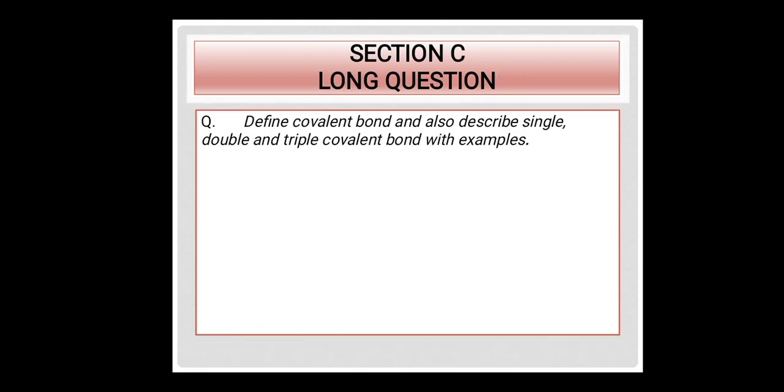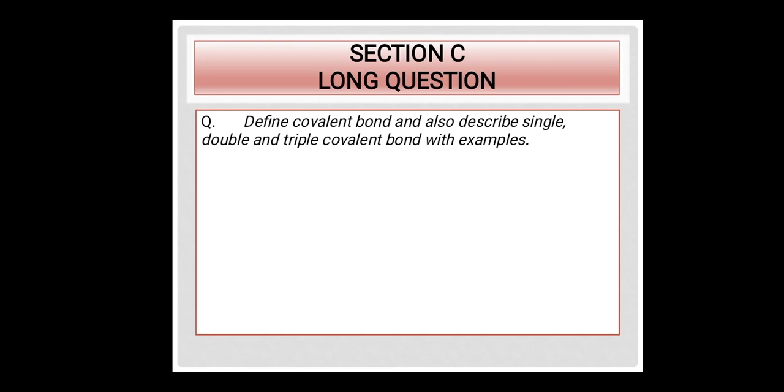So the next section is Section C that contains a long question. Define covalent bond and describe the types of covalent bond, that is single covalent bond, double covalent bond and triple covalent bond. The answer of this question is covalent bond. The bond that is formed by the mutual sharing of electrons is known as a covalent bond.